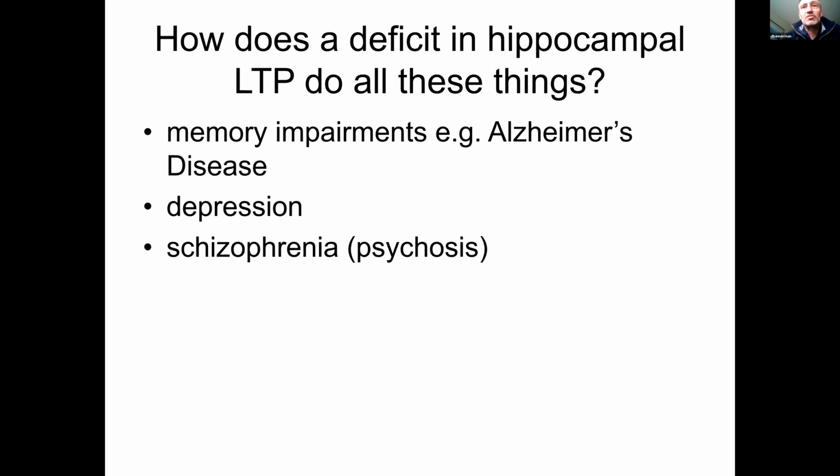But at the same time, it's also true that episodic memory impairments are clearly not the same thing as low mood and are clearly not the same thing as psychosis. So how on earth can hippocampal LTP be doing all of these things?